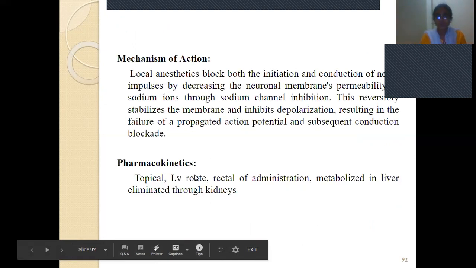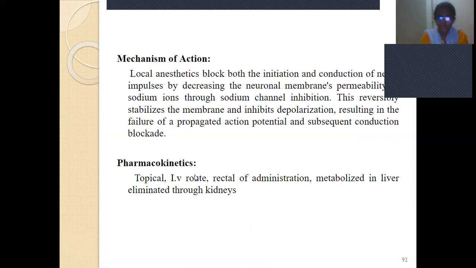So next, mechanism of action. It will block both the initiation and conduction of the nerve impulse by decreasing the neuronal membrane permeability to sodium ions through sodium channel inhibition. So this reversibly stabilizes the membrane and inhibits depolarization, resulting in the failure of the propagated action potential and subsequent conduction blockage.